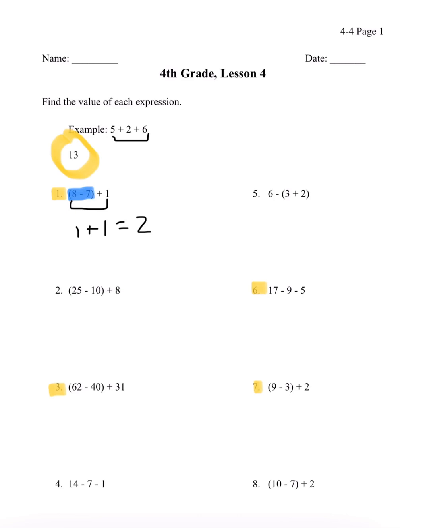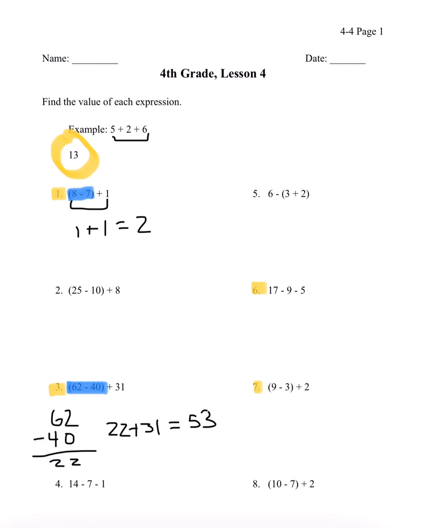Number 3, we have to do parentheses first. We have 62 minus 40. So if we do 62 minus 40, it's going to be 22. Then we do 22 plus 31 to get our final answer, which is going to be 53.